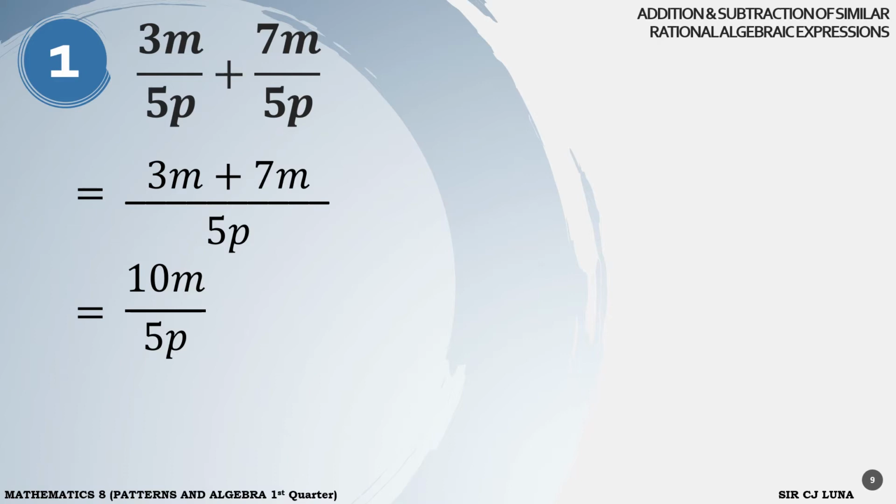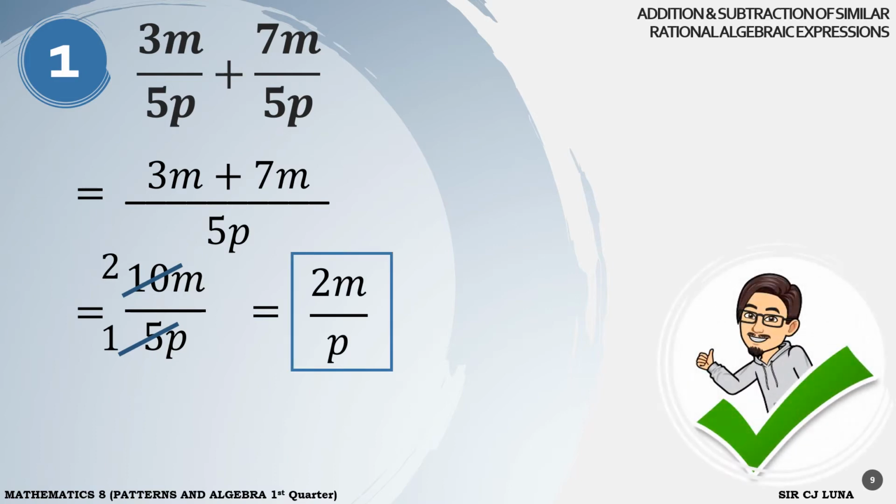Correct. We can simplify 10 over 5 by the GCF 5. So we will have 10 divided by 5 is 2, and 5 divided by 5 is 1. Therefore, our answer now is 2m over p. So that's all there is to adding similar rational expressions. Just combine their numerators, then copy their common denominator, and then, if possible or necessary, simplify.